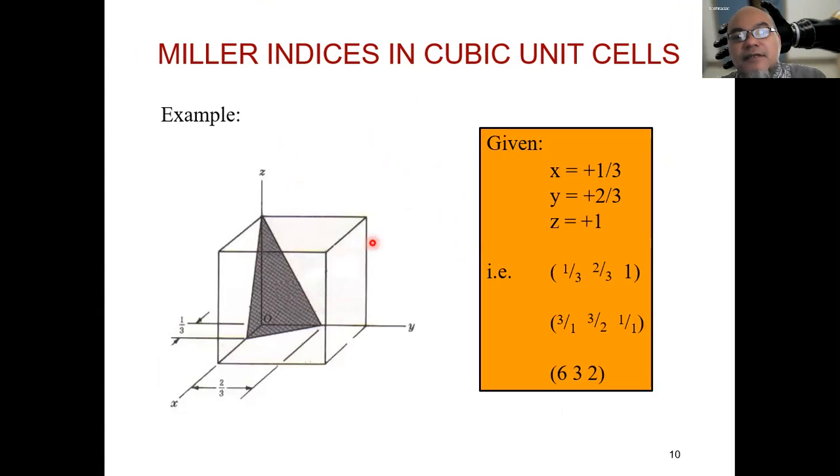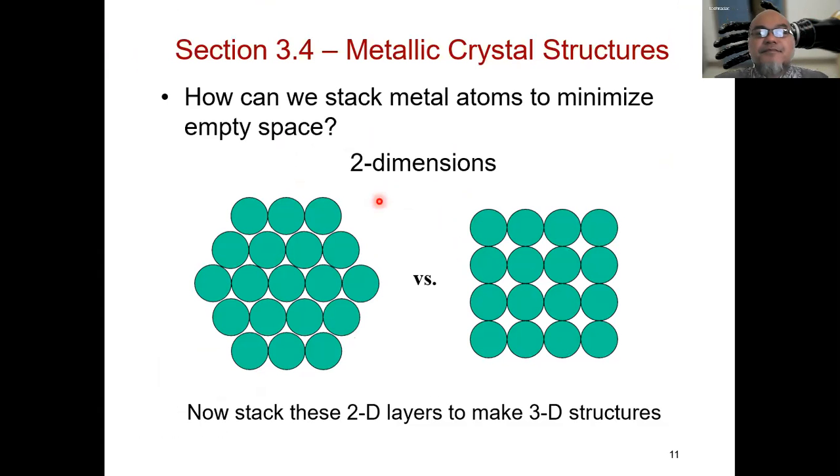So examples have been given last week also about how to determine and calculate Miller index in cubic unit cell. Okay, so let's go into the detail of this crystalline structure. How can we stack metal atoms to minimize the empty space?